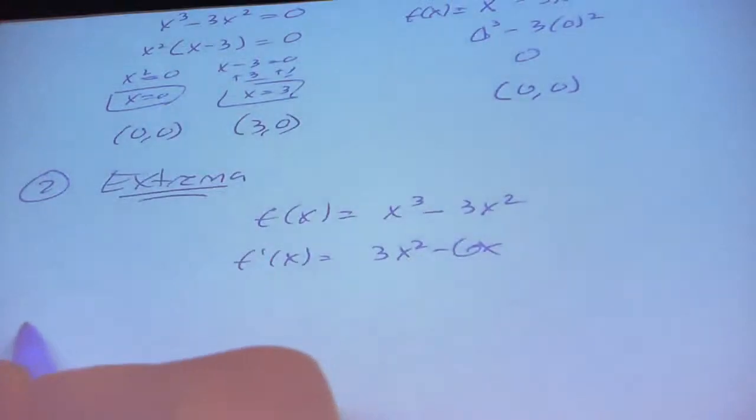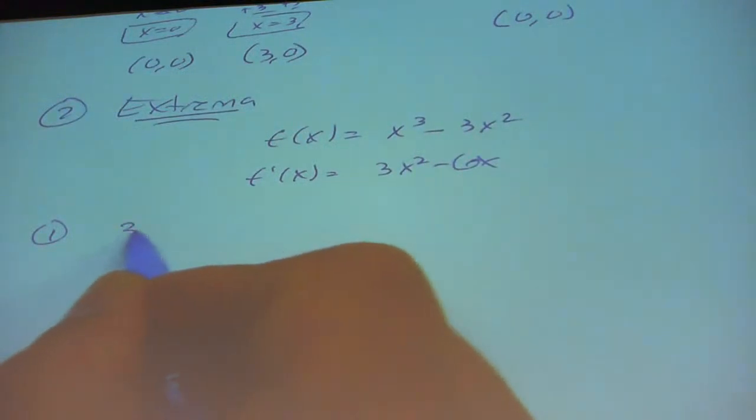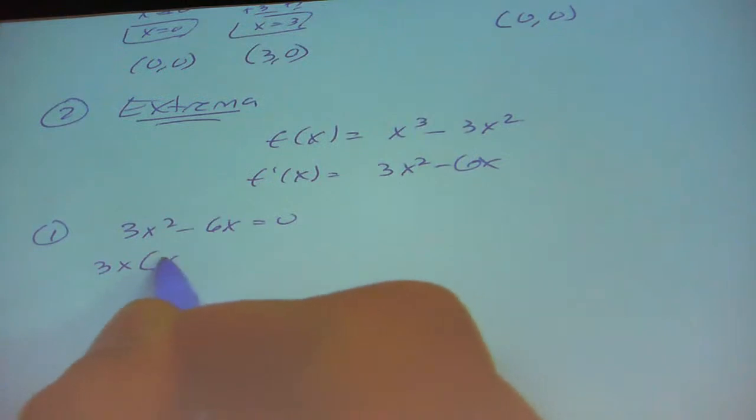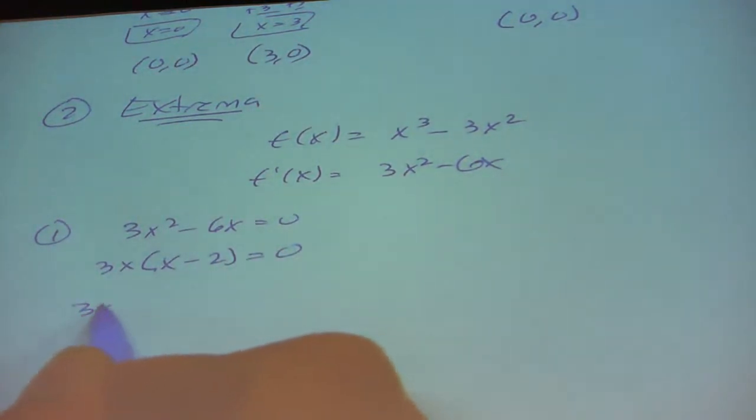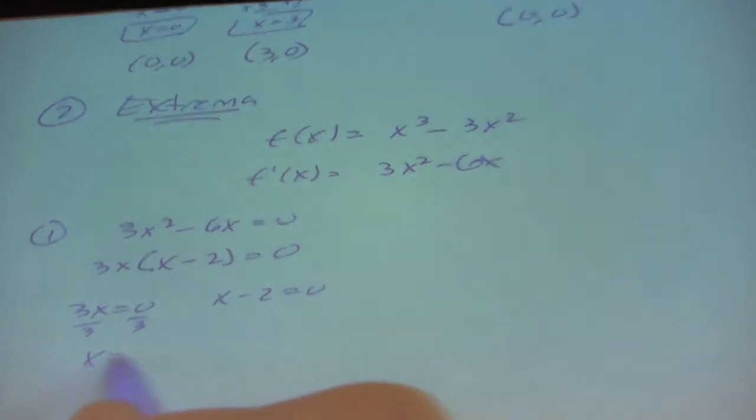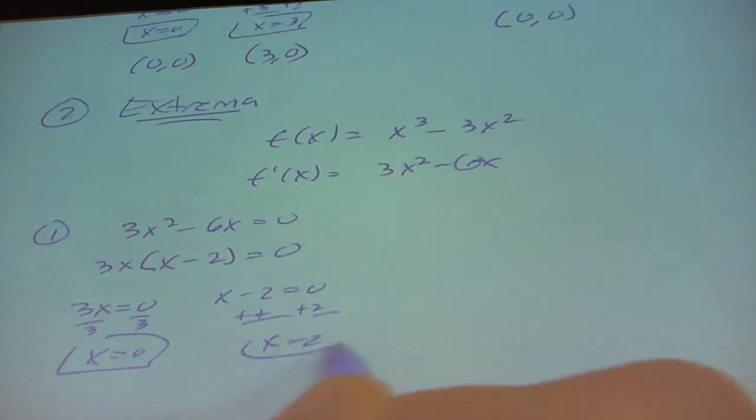Remember the three things we look for? We look for extrema. We take the first derivative and set it equal to 0. I can factor out a 3x, we get x minus 2. Set each piece equal to 0. x equals 0. x equals 2.